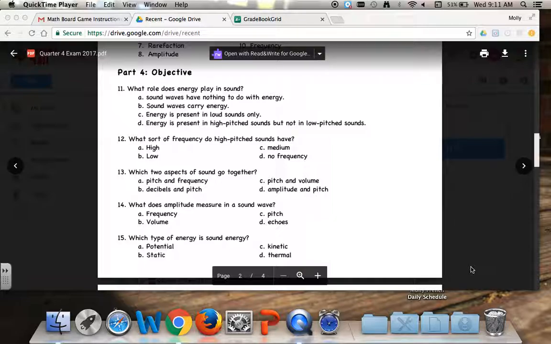Number 12. What sort of frequency do high-pitched sounds have? A. High. B. Low. C. Medium. Or D. No frequency. Number 13. What two aspects of sound go together? A. Pitch and frequency. B. Decibels and pitch. C. Pitch and volume. Or D. Amplitude and pitch. Number 14. What does amplitude measure in a sound wave? A. Frequency. B. Volume. C. Pitch. Or D. Echoes.